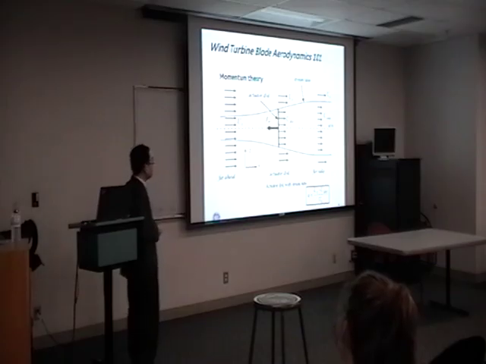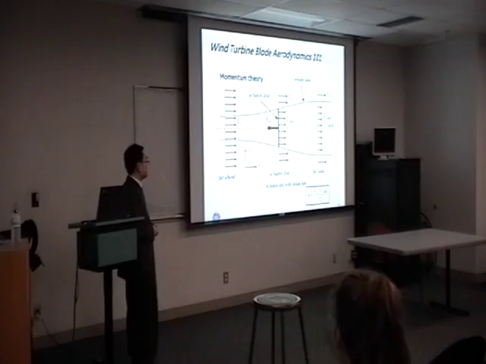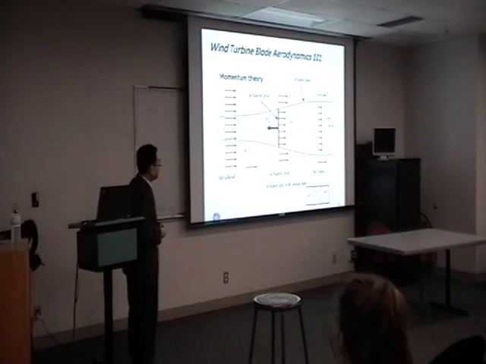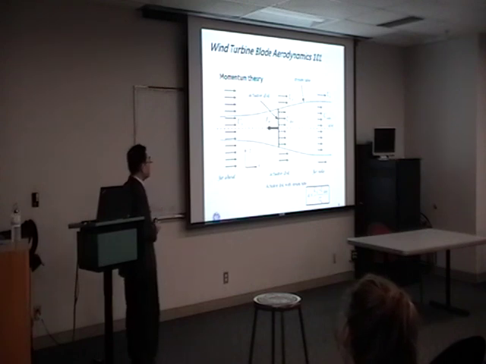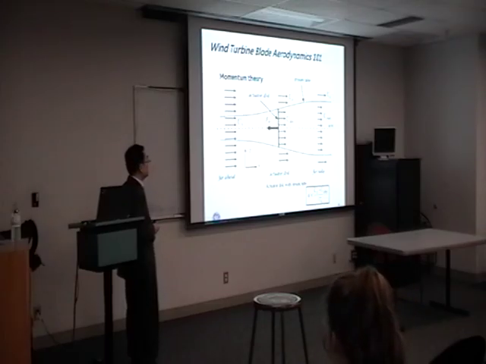So I want to introduce a very important concept here, which is called axial induction. The definition of axial induction is the ratio between u sub 0 minus u sub disk and u sub 0. So it means how much the wind velocity is decelerated as it passes through the wind turbine.